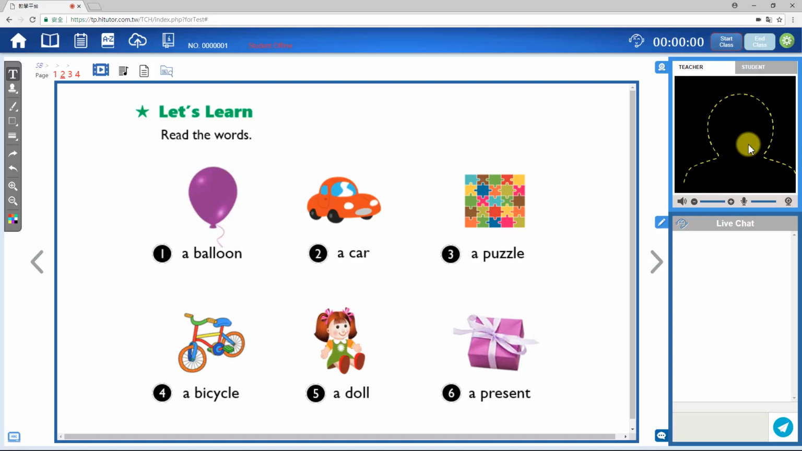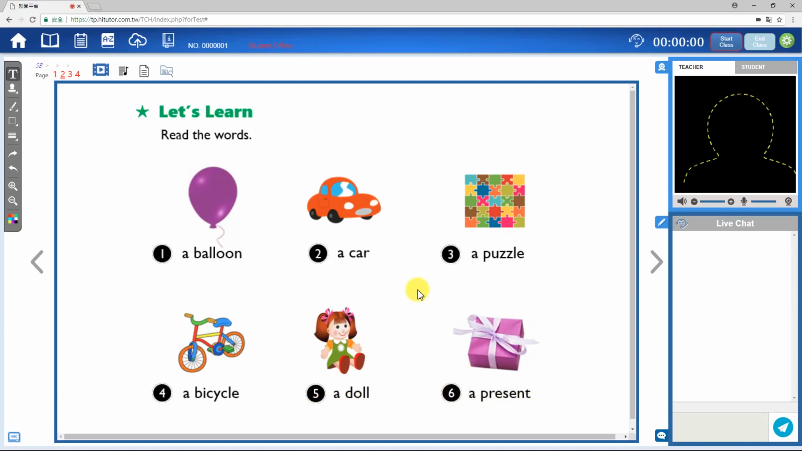Doll. Say a doll. Very good. Next one, we say a present. Say 3 times, please. Good job. Okay, now let's go over again. Say a doll. A present. Good.